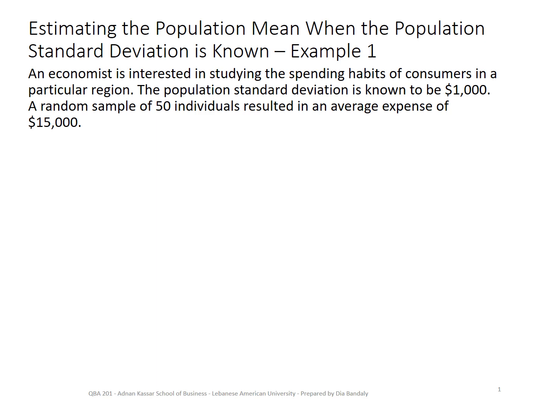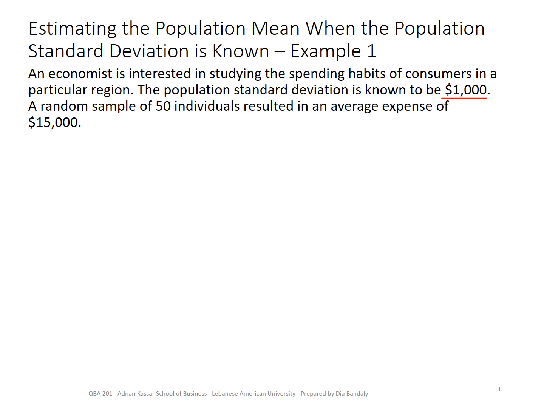Okay, so let's do an example that will illustrate this method, which, as I told you in the beginning, is really very simple. Here we have an economist. He's interested in studying the spending habits of consumers. The population standard deviation is known. Sometimes, as I told you in the beginning also, it is not very unrealistic to have this while you don't have mu. So let's assume now that we have it.